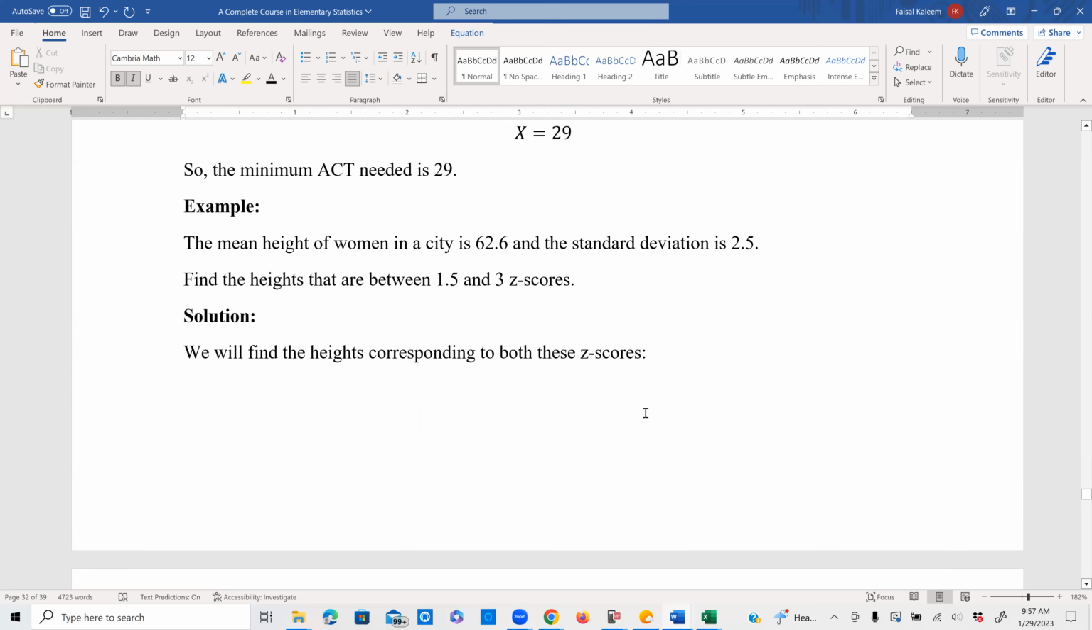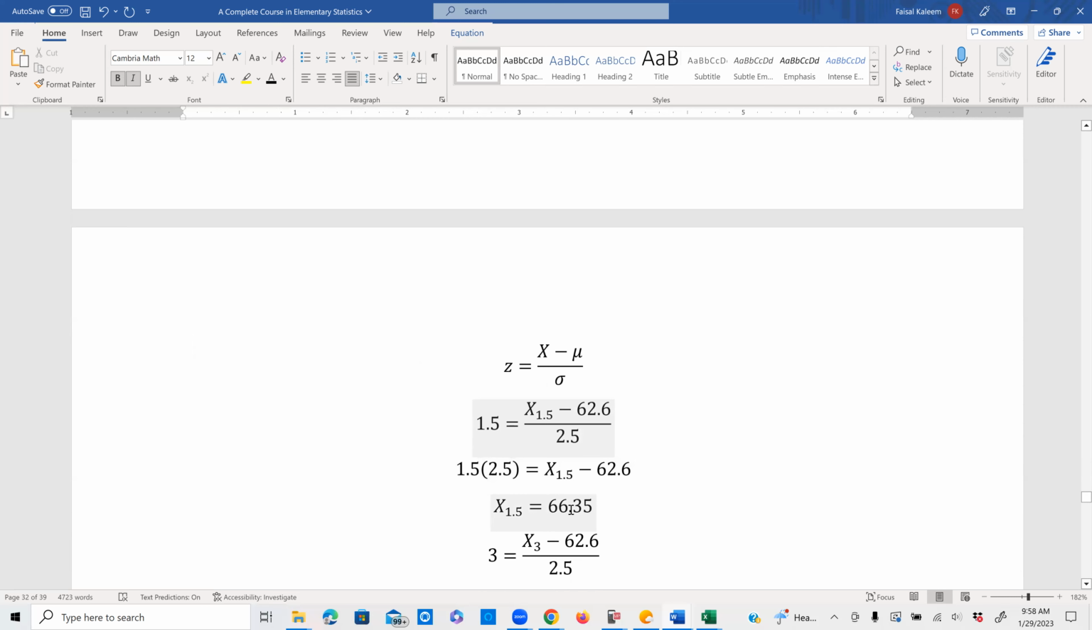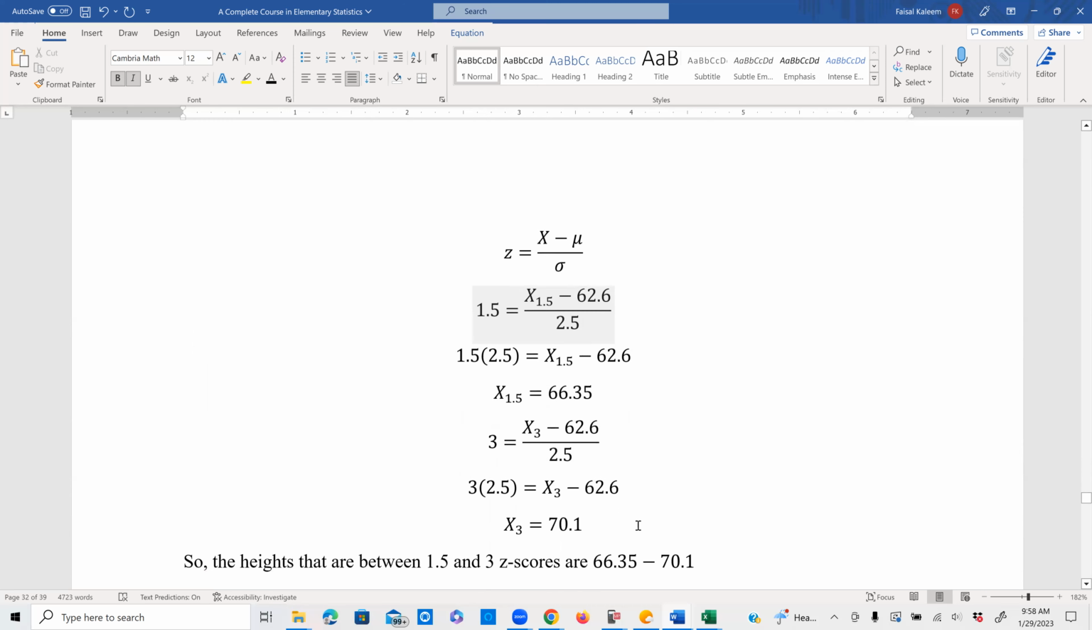The mean height of women in the city is 62.6, standard deviation 2.5. Find the heights that are between 1.5 and 3 z-scores. So we are given these 2 z-scores, the 1.5 and the 3, and we are given the mean and standard deviation. So first we will take the z as 1.5 and find the height. That is 66.35. Then we take the z-score of 3 and find the height, and that's 70.1. So when we are talking between 1.5 and 3 z-scores, we are talking heights between 66.35 and 70.1.